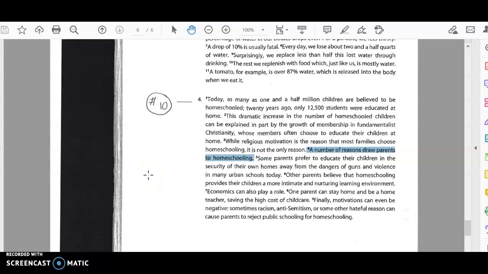So sentence 1 through 3 kind of introduce us to the idea of homeschooling and that 1.5 million children are believed to be homeschooled. There's a dramatic increase due to the growth of membership in fundamentalist Christianity. But then we get, while religious motivation is the reason that most families choose homeschooling, it is not the only reason. And then we get our main idea. A number of reasons draw parents to homeschooling. And then after that, we get our supporting details, which is our examples of reasons that draw parents to homeschooling. Everything before that is just introductory details, getting us ready for the main idea.